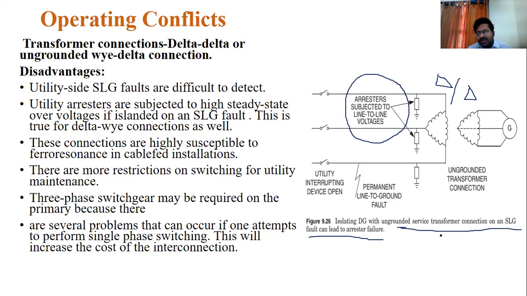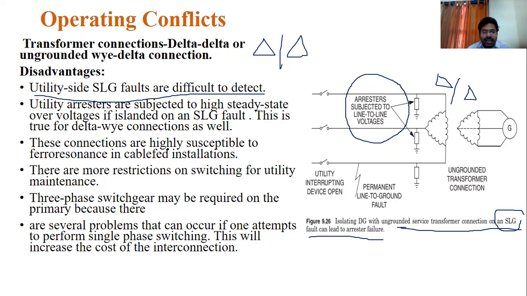So these are some different types of circuit breakers they are using in this one, to protect the systems from the single line to ground fault. So what are the main drawbacks of the delta to delta connection? It is very difficult to identify the single line to ground fault. To identify a single line to ground fault, it is somewhat difficult.